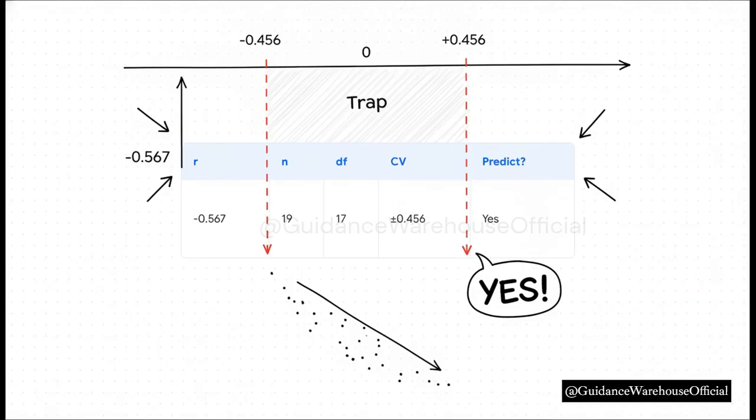Suppose you compute an R value of negative 0.567 from 19 data points. Our degrees of freedom would be 19 minus 2, which is 17. Looking at our table for 17 degrees of freedom, our critical values are positive and negative 0.456. Since negative 0.567 is further out on the number line than negative 0.456, it completely misses the trap. Therefore, yes, this correlation is definitely significant.